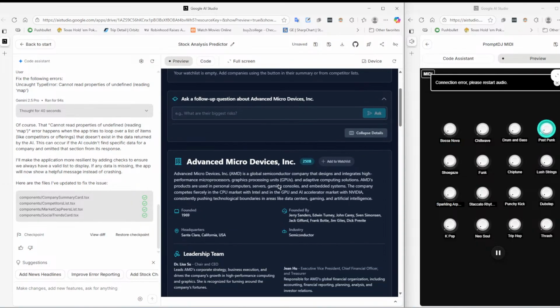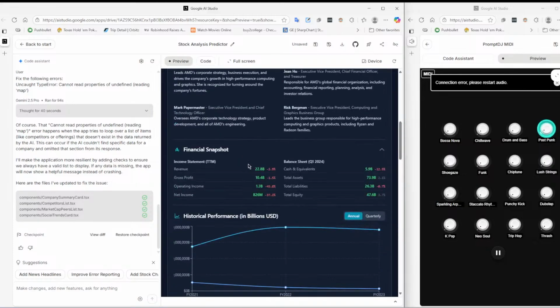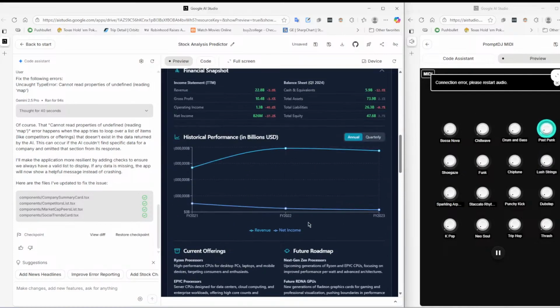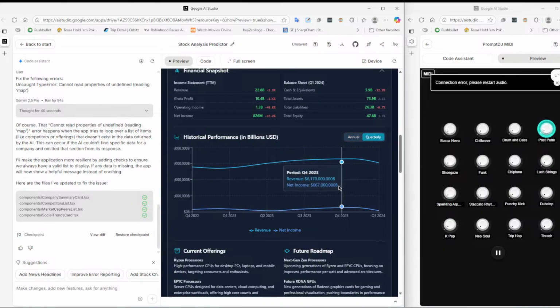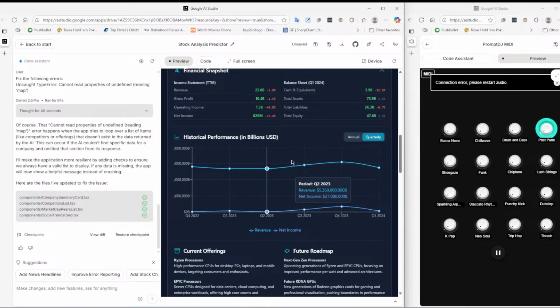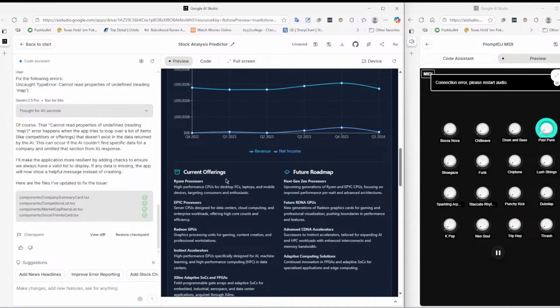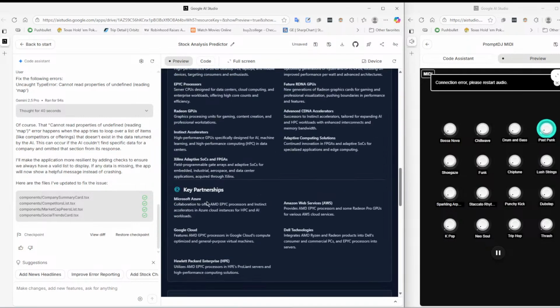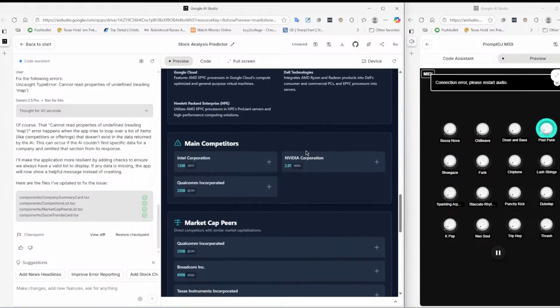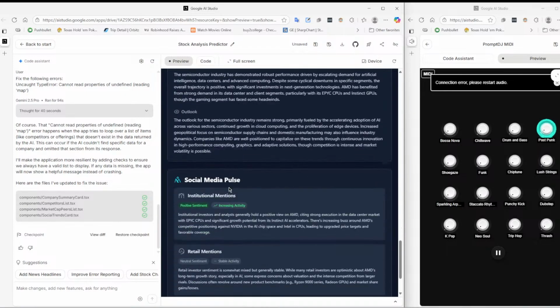All right, so I got my analyst here. It looks like my analyst is working decently. Something I noticed is sometimes it doesn't get me really good financial data. Q4 2022, 23. So it's able to give me quarter over quarter information, but as you can see, it ends too early and I needed it to go a lot further. Current offering, future offerings, key partnerships, market cap, peers, industry.